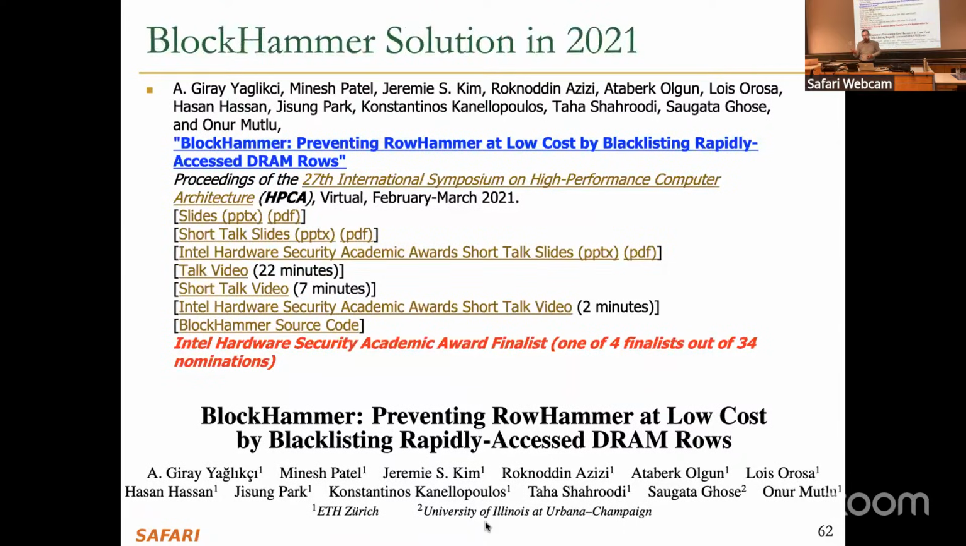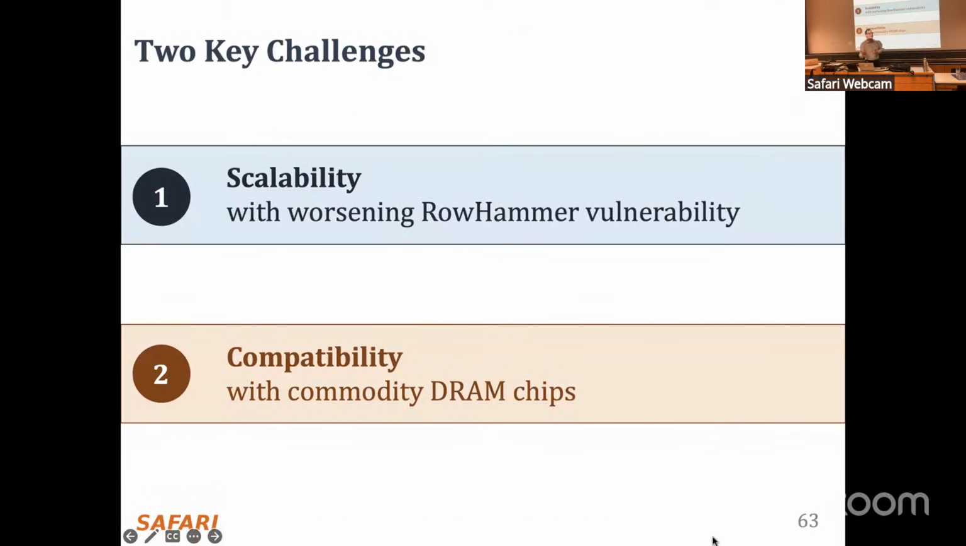Okay, so we developed some more solutions also. This is the BlockHammer solution that Giray developed as part of his thesis also. Intel thought this was very useful, so they gave it an award. But the basic idea here is really throttling. This is the first throttling-based solution that's practical, I would say.